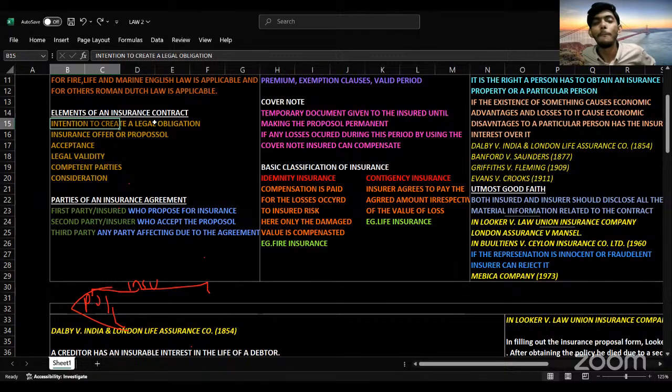My next one is competent parties. The other party also should be willing to accept the obligation. Who is the other party here? The insurance company. What is the obligation for them? Paying the compensation.